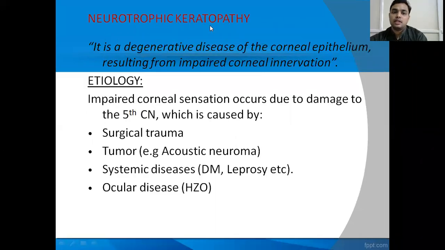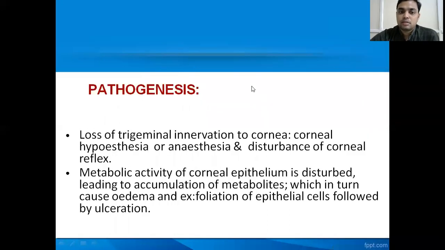Coming to the neurotropic keratopathy, it is a degenerative disease of the corneal epithelium resulting from impaired corneal innervation. In neurotropic, as the name suggests, there is a damage to the corneal nerve, that is the fifth cranial nerve. It may be secondary to surgical trauma or tumors like acoustic neuroma or systemic diseases like diabetes mellitus and leprosy, or in case of herpes zoster ophthalmicus. In these conditions, the nerve supply of the cornea is damaged and it leads to decreased sensation of the cornea, and because of the anesthesia and hyperesthesia, there is a disturbance in the corneal reflex, and the metabolic activity of the corneal epithelium is disturbed.